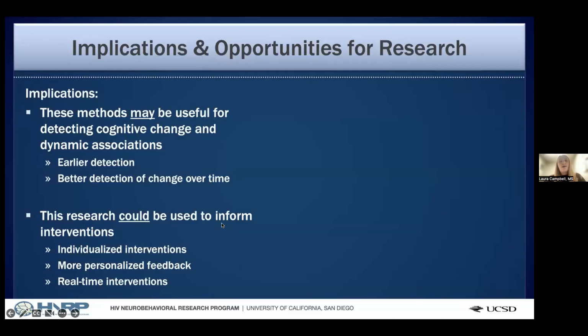interventions. So the implications of this research in general: these methods may be useful for detecting cognitive change and dynamic associations with older adults. If we have a better baseline on somebody, and we're getting more frequent assessments on them, we may be able to detect subtle changes earlier, and these would be within-person changes, and we may be able to detect better change over time. So is somebody improving over time, stable over time, and things like that. I say may because I think there's a lot of promise to this, but we haven't actually proven that quite yet.